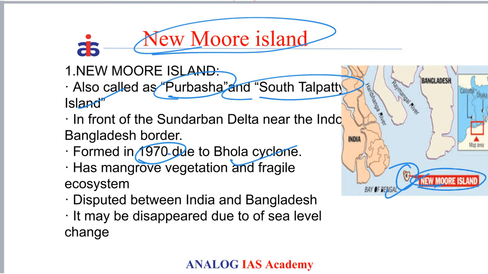Another point that we have to note here is New Moor Island has been time and again debated whether this is an island that has disappeared or it is still there. So this is also a point of contention because time and again it keeps on disappearing due to change in sea level. That is the most important point that you have to remember for this New Moor Island.